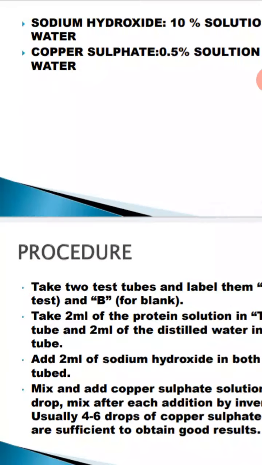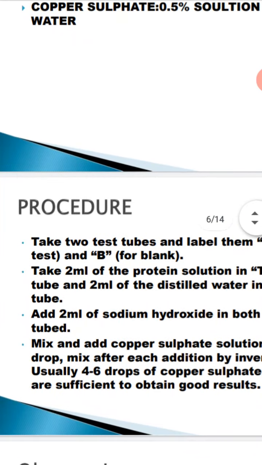Before proceeding for the test, we require the apparatus. What apparatus is required? We require a test tube stand, test tubes, prongs, a dropper, and the reagents for proceeding with the experiment. How are we going to do it? We will take two test tubes. One test tube we will label as T for test and the other as B.